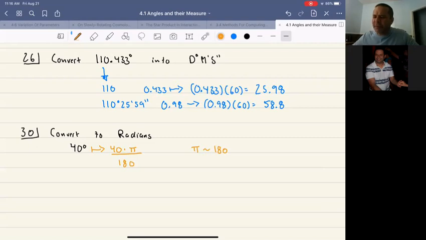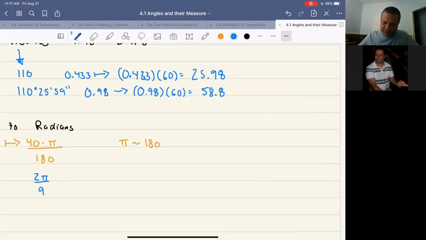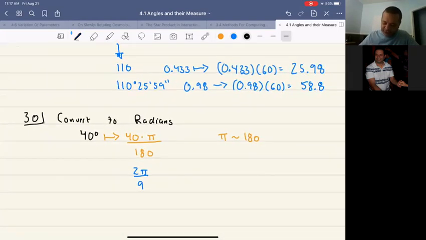Now we're going to leave the pi in there, okay? And we're just going to reduce the 40 over 180. So leaving the pi, the 40 over 180 reduces, and so we get 2 pi over 9. Okay, and that's just the way we write it. Okay? Plenty of space. Let's go to number 42.